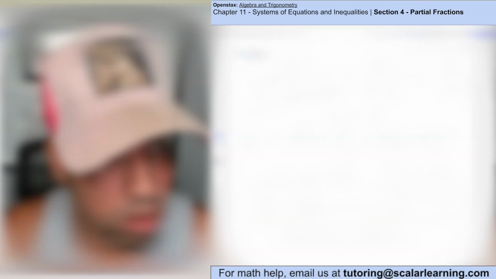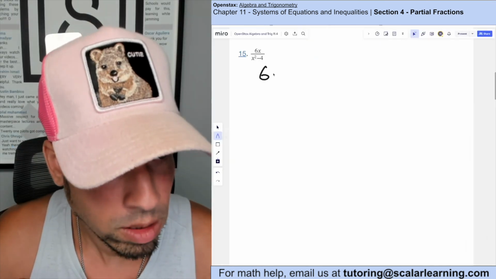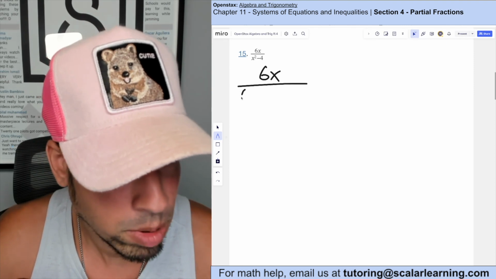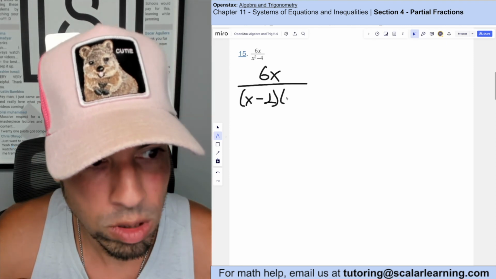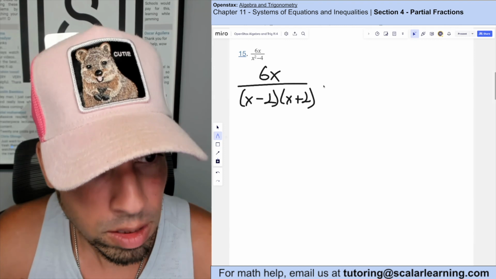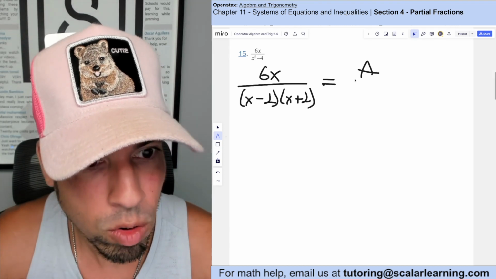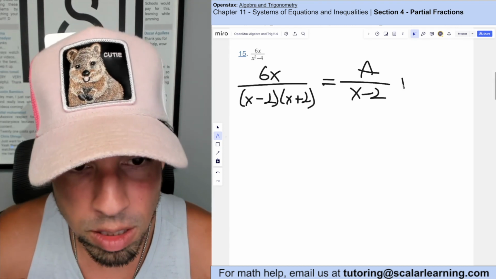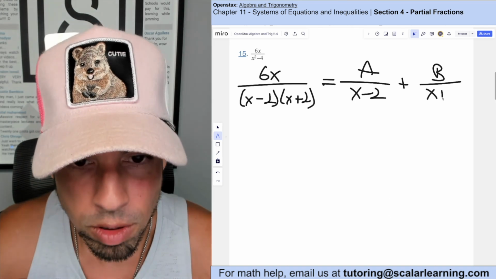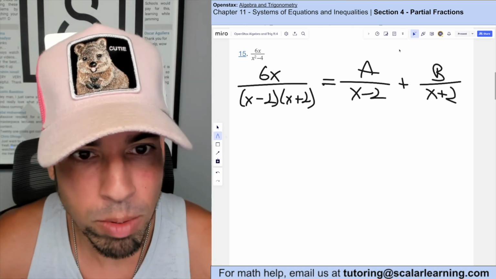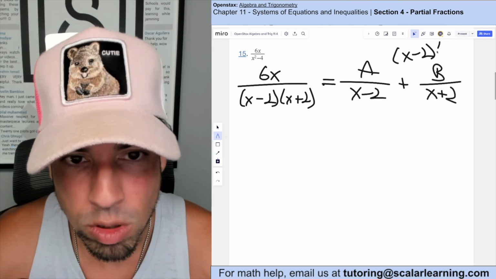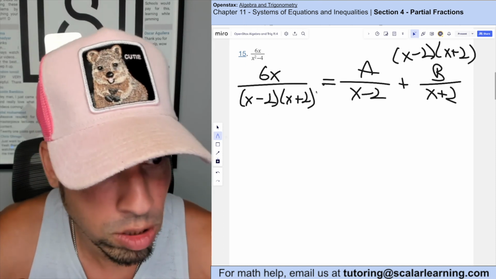Boom, done. So for this one, we're going to start by factoring the denominator, and that's going to be a difference of squares, x minus 2 times x plus 2, like so. That's going to equal a over the first binomial plus b over the second. Okay, now we're going to multiply both sides by x minus 2 times x plus 2, which is this denominator here.